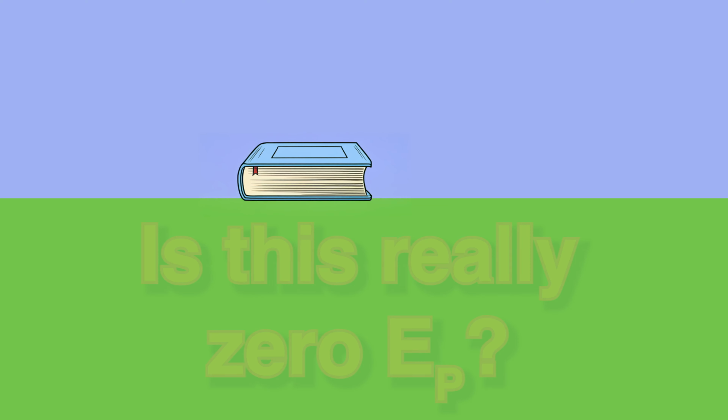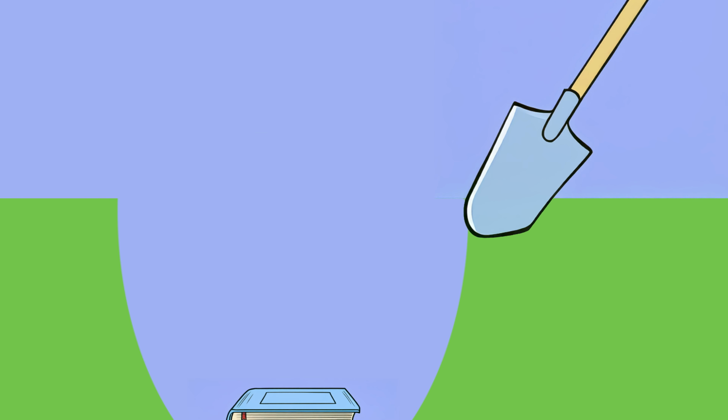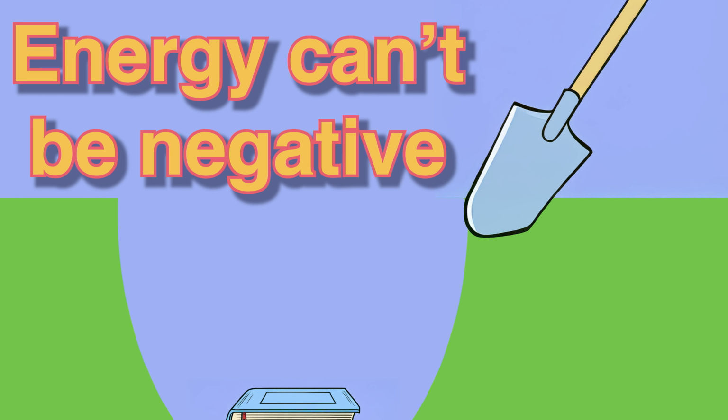Imagine my book falling to the floor. When it's on the floor, it doesn't have 0 gravitational potential energy. If I dug a hole underneath it, it'd fall into that hole and have even less energy. And you can't have negative energy, so it's definitely not got 0 when it's sat on the floor.